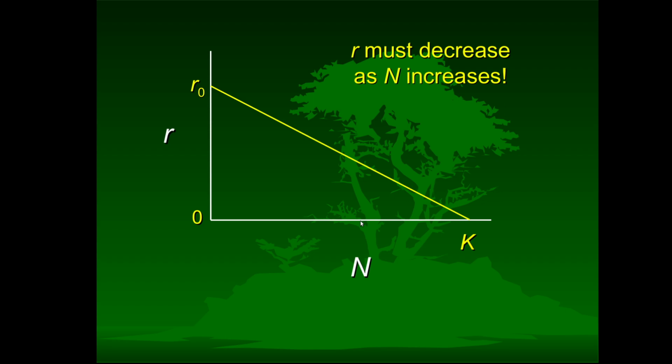So let's assume that little r, right here on the y-axis, decreases linearly along a straight line as n increases. So little r is the birth rate minus the death rate, so this must mean either the birth rate goes down or the death rate goes up with increasing n. So here's a plot of little r, the per capita growth rate, against n. And this makes a simple assumption that the decrease of r is linear as n increases.